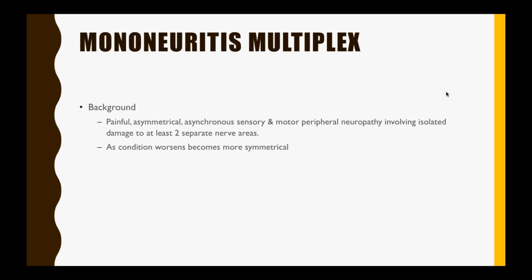As the condition worsens, it starts to become more like the classical stocking glove polyneuropathy findings that would affect all the nerves distally and proximally, but first it starts out just affecting a random pattern here and there.